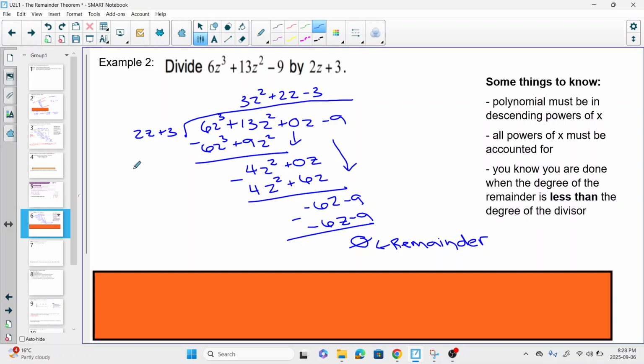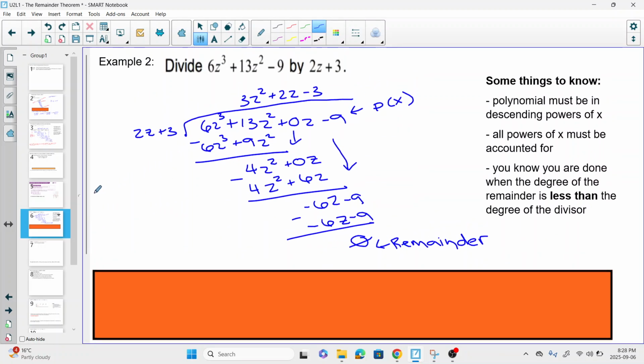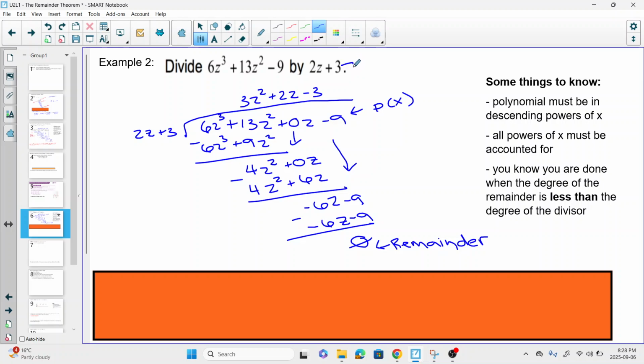What this tells me, if we call this polynomial p at x, is that when we're looking at a factor, the corresponding z value or zero would be z equals negative 3 over 2. So now what we know is that p at negative 3 over 2 is equal to 0.